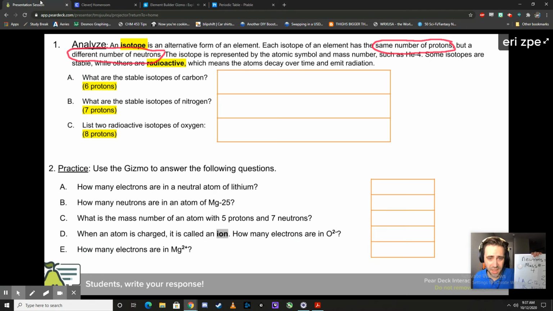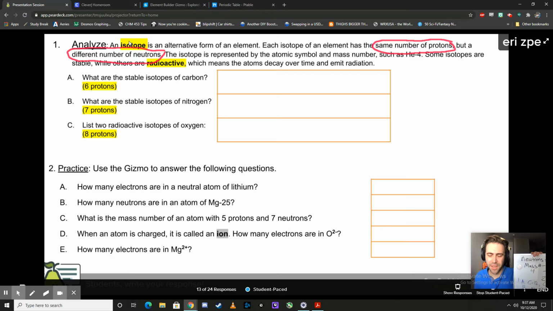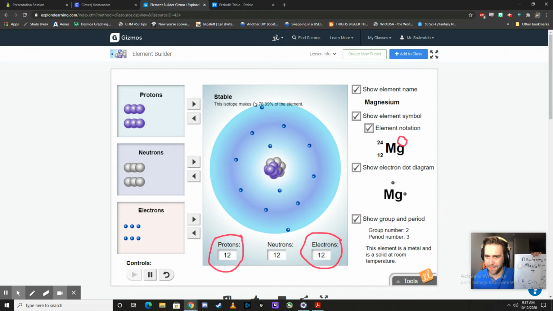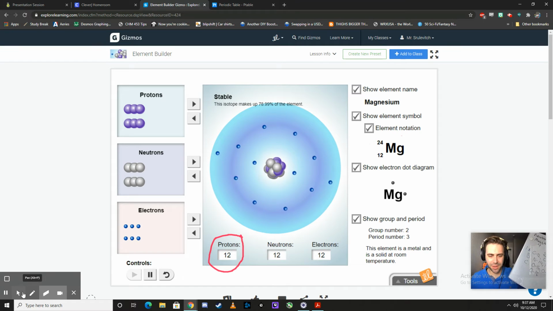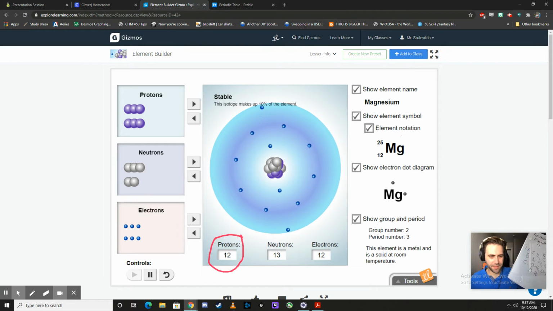Now the question is, how many neutrons are there in magnesium 25? Okay, so this is a simple subtraction problem. Magnesium has 12 protons, but I'm asking for magnesium 25. Well, to be magnesium, you have to have 12 protons, okay? If you don't have 12 protons, you're not magnesium. So let me circle. Okay, there we go. Now I have magnesium 25, right? So magnesium has 12 protons.